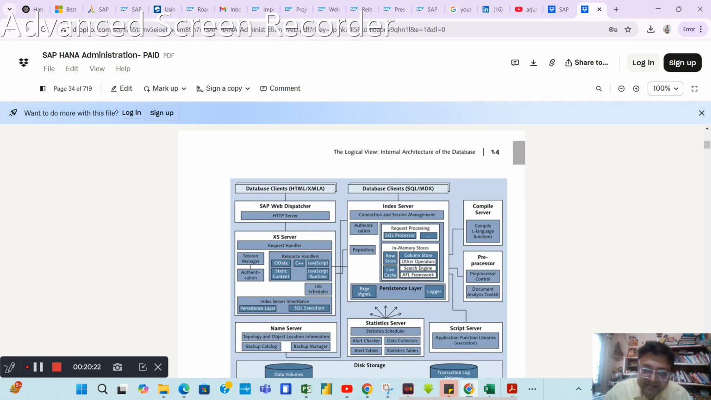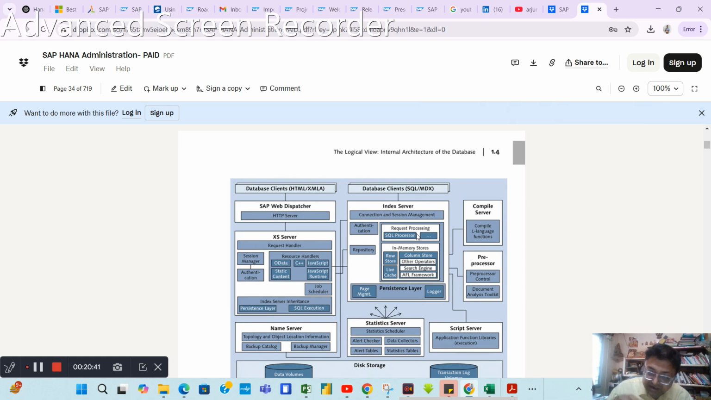Database client, SQL or MDX. This is the index server. Inside the index server, you have connection and session management. You establish a session within the RAM. When there is a session, there must be an authentication system checking whether you are authorized to log in, and that is checked by this component.